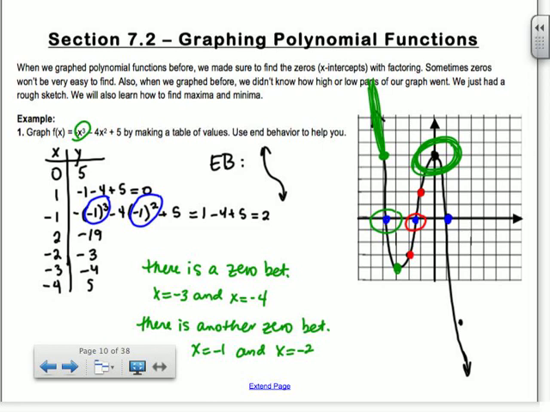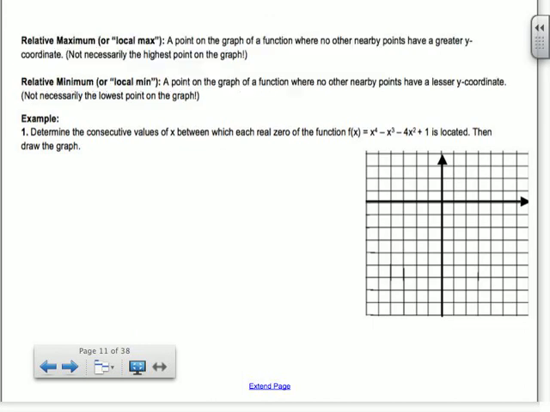Same thing with relative min or local min. That's not the lowest point on the graph. But in that general area, it's the lowest one. Make sense? Okay. So it's basically like all of the different hills and valleys on your graph. Okay, so example. It says determine the consecutive values of x between which each real 0 of the function is located. This is kind of what I did in the last one. Then draw the graph. Okay, so let's set up our t-table again.